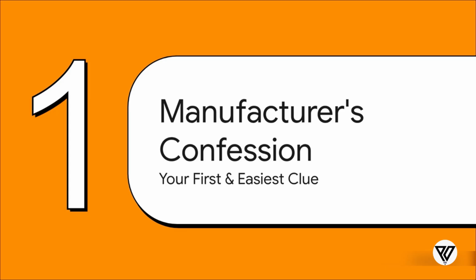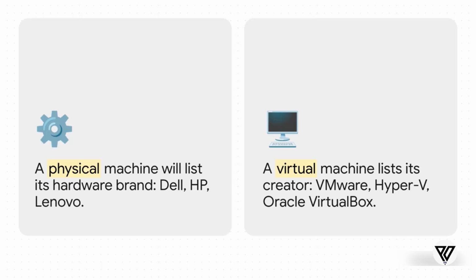All right, let's start with our first clue. And honestly, this one's usually the easiest to find. It's almost like a direct confession from the machine itself. We're going to check the manufacturer information that's tucked away in the system's BIOS. It really is this simple. Think about it. A physical machine is proud of its brand, right? It'll say Dell or HP or Lenovo. Well, a virtual machine does the exact same thing, but its brand is the company that made the virtualization software, like VMware, Oracle VirtualBox, or Microsoft Hyper-V. The answer is often literally hiding in plain sight.